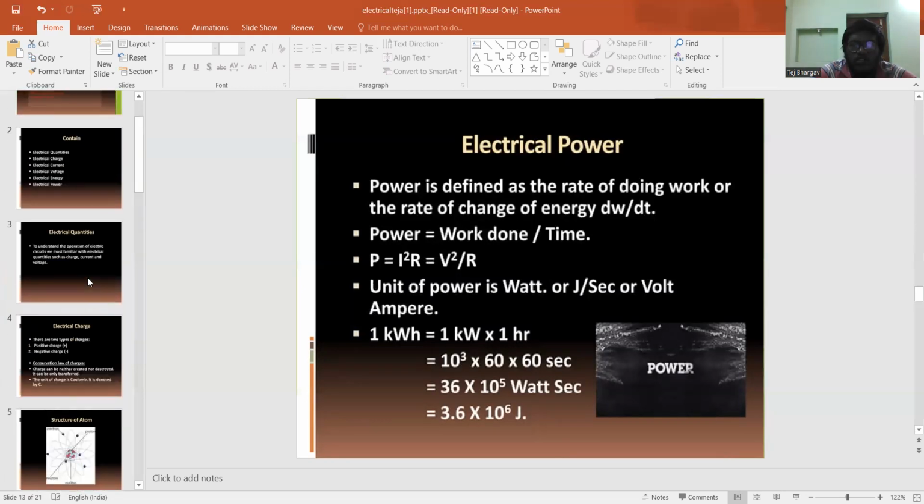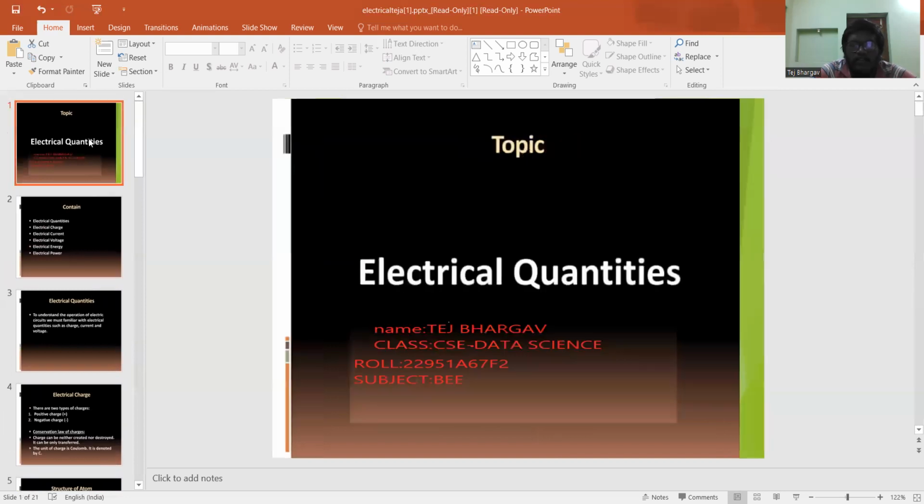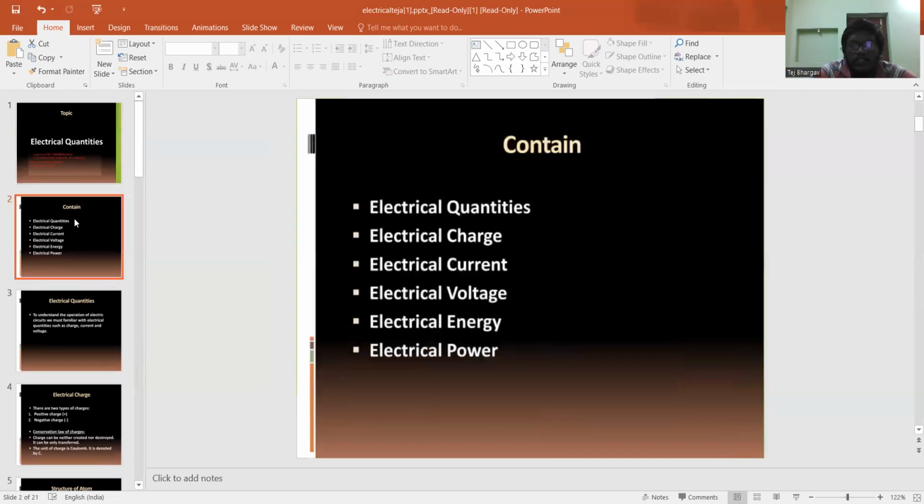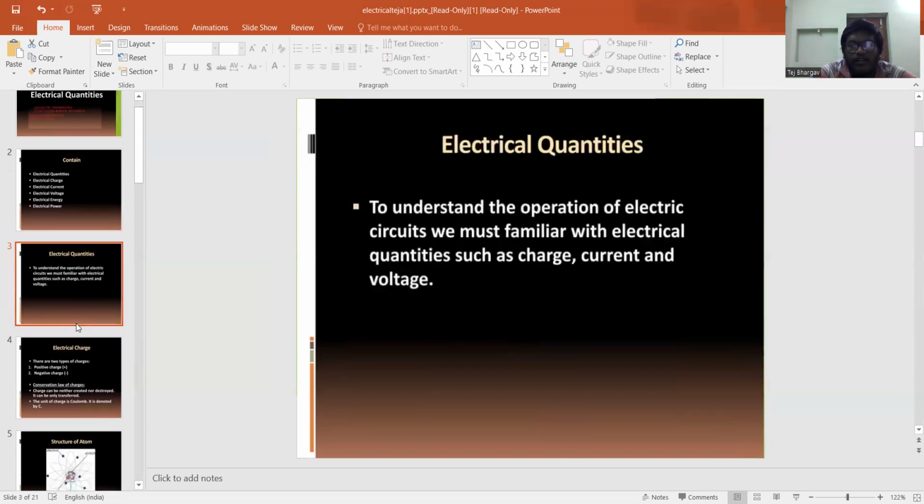Hope you understand all these terms of electrical quantities. Electrical quantities contain electrical charge, electrical current, electrical voltage, electrical energy, and electrical power. To understand the operation of electrical circuits, we must be familiar with quantities such as charge, current, and voltage, which we have to understand: what is this charge, what is this current, and what is the voltage.